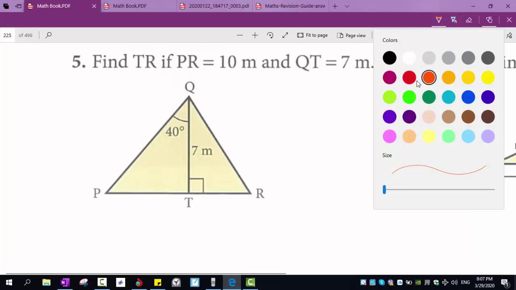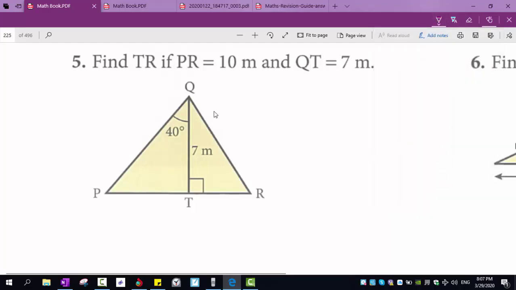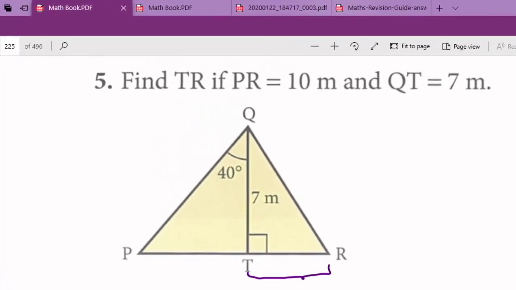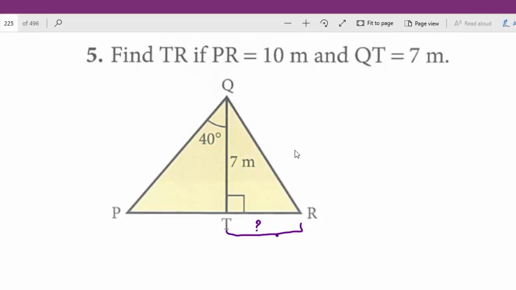Question 5. In question 5, we are going to find RT, which is from here all the way to T. This base is missing of this triangle on the right side. And what's given, PR, from R all the way to P, is 10 meters. And it's given that QT is 7.